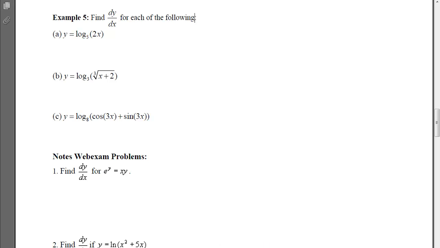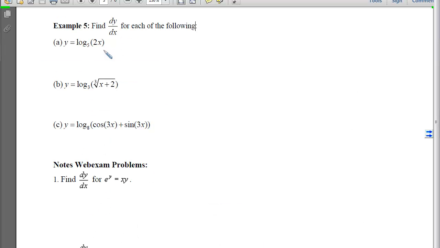With example 5 now, we want to apply that logarithm rule for general logs. On our first one, dy dx will be 1 over the inside times the log natural of the base times the derivative of the inside. Notice the 2's will cancel, and I get 1 over x times the ln of 5.